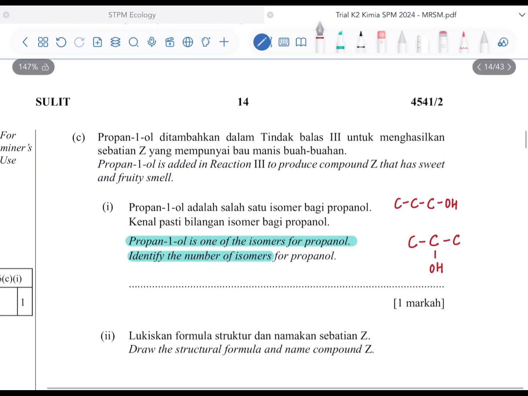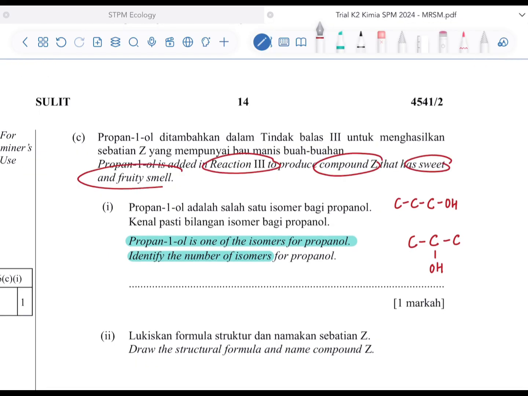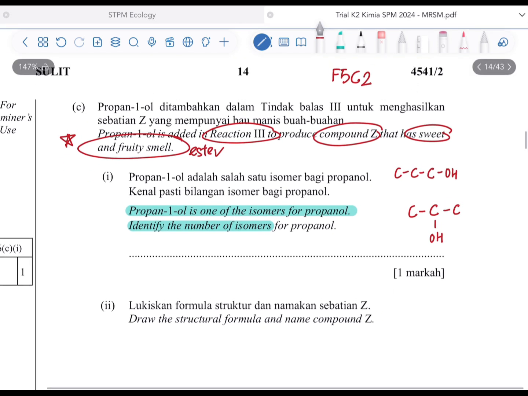so C: propan-1-ol is added in reaction 3 to produce a compound Z which has a sweet and fruity smell. So this already gives you a very good hint, from your Form 5 syllabus, chapter 2. The only organic compound that has a fruity and sweet smell is the ester. Okay, so let's look at C1.